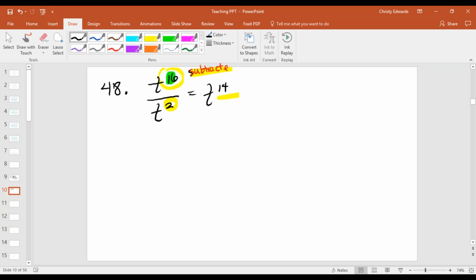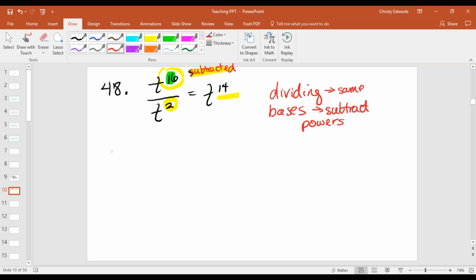Okay, so why did the shortcut of subtracting work with dividing like bases? Because that's our shortcut. We learned if you're dividing with like bases, or the same bases, remember the base is the big part, in this case t's, then you can subtract the top minus the bottom. Subtract the powers and you get the final actual power that's on it.